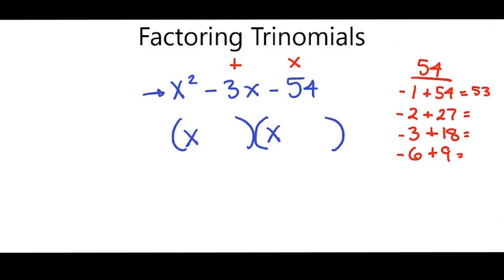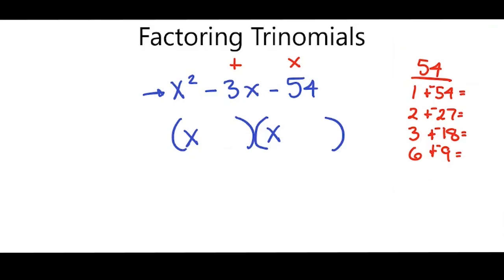Negative 2 plus 27 is 25. Negative 3 plus 18 is 15. And negative 6 plus 9 is positive 3. Well, this 3 is really close, but we're looking for a negative 3. So what I'll do is I'll make all of my second numbers negative, and let's see how that works.